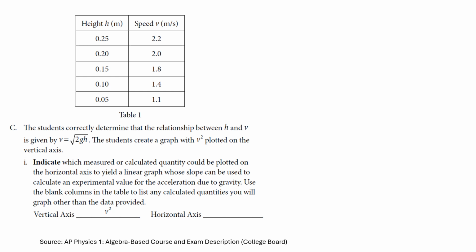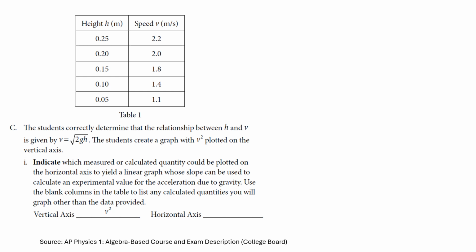And so this question, again, is taken from the course and exam description, the publicly available, nothing secret here. And it asks students to take data of height and speed. So we're launching something upwards with some speed and figuring out how high it goes, and generate a straight line graph that can be used to find the acceleration due to gravity, so g.